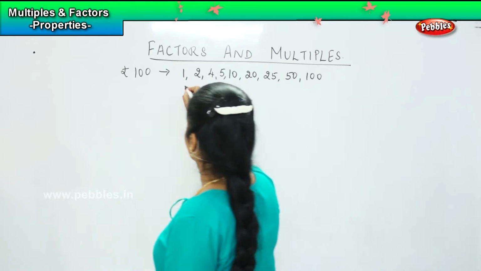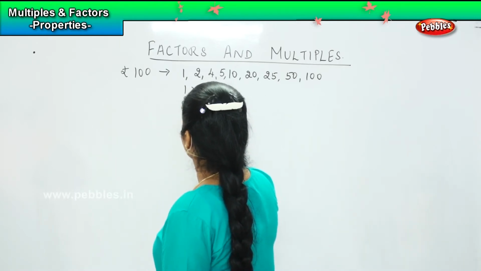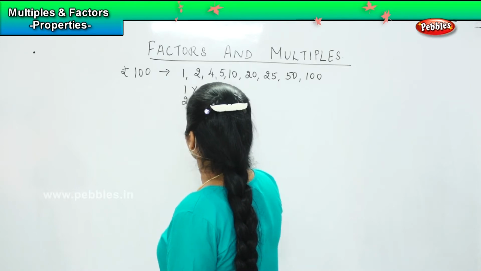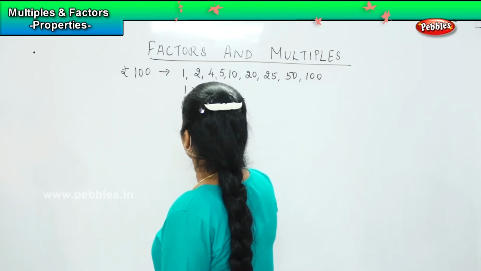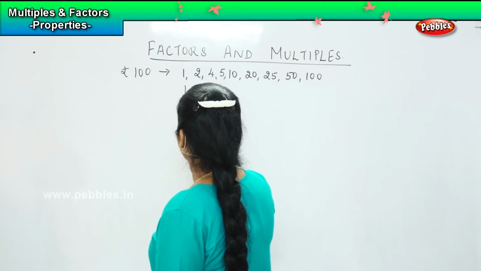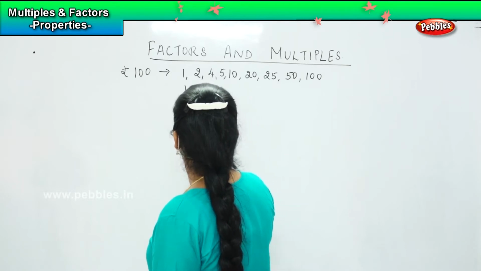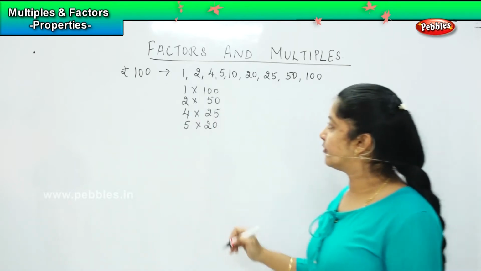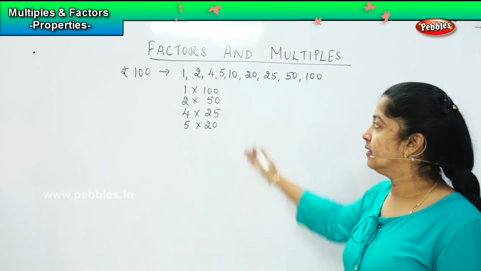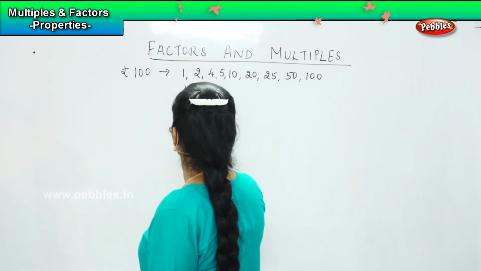So I can get 1 into 100. I can get 2 into 50. I can get 4 into 25. I can get 5 into 20. So these are the ways in which I can get the denominations, right? I can also get 10 into 10.